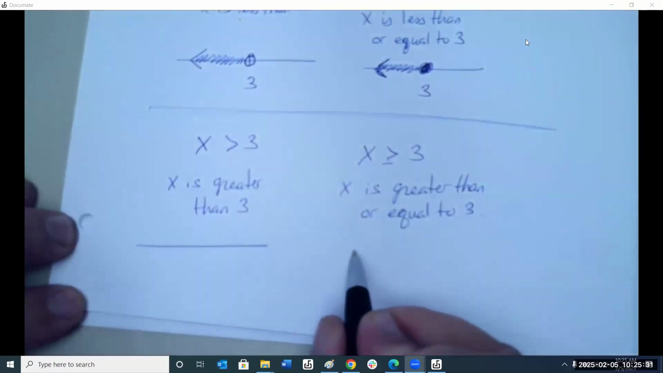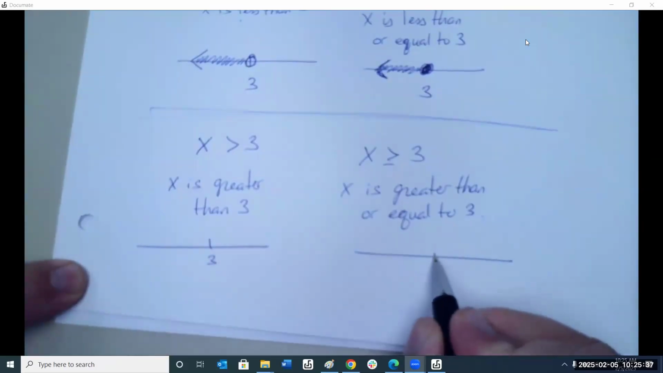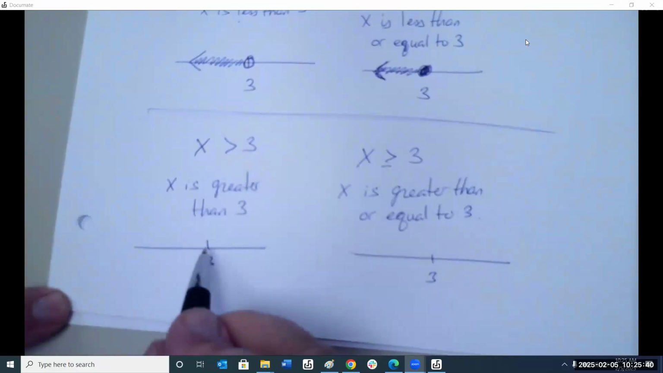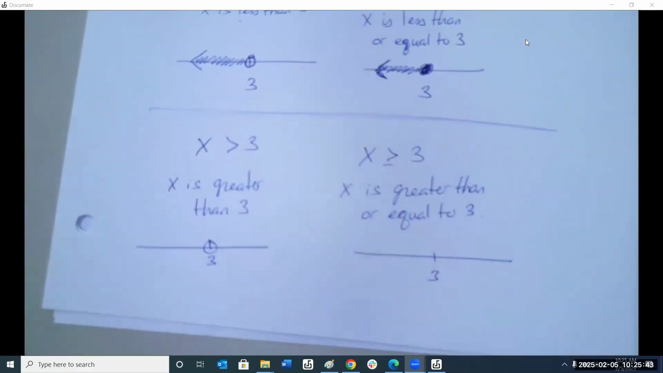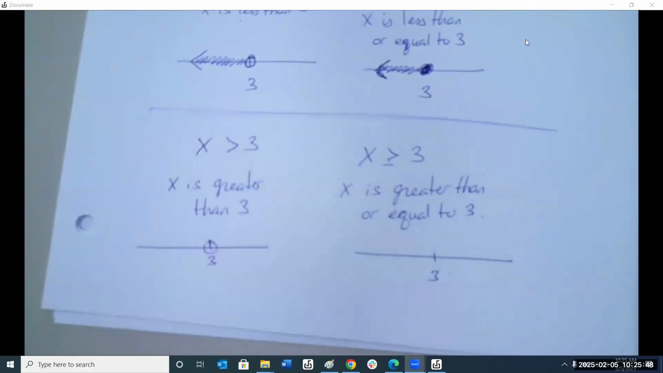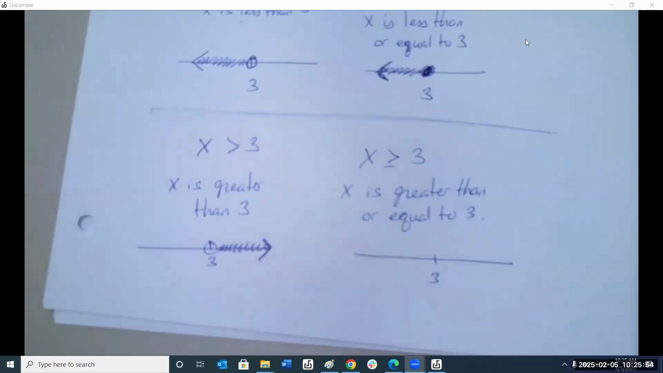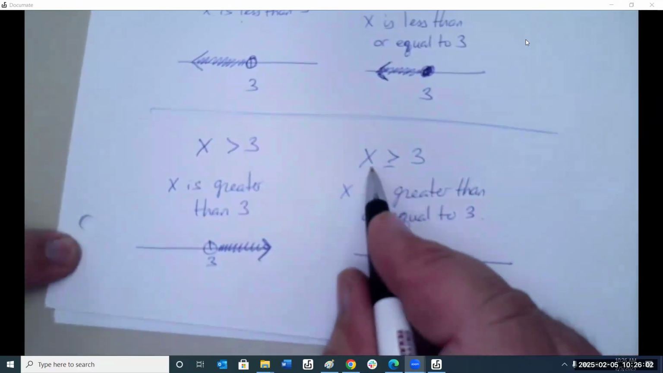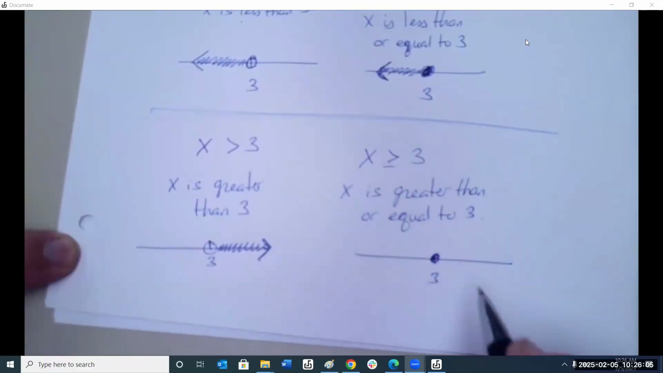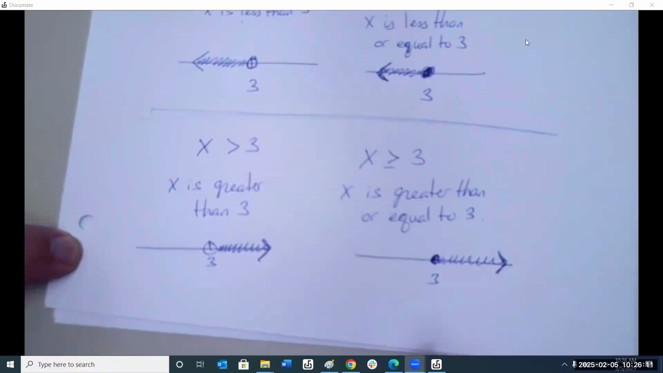So the graphs of these, here's my number 3. Here's my number 3. Since I can't use 3, this one has to be an open circle. Why can I not use 3? Because it doesn't tell me it's equal. There's no equal sign in there. X is greater, so x has to be that direction. X is greater than or equal to 3, so it's a solid dot there. Greater means goes to the right. So it goes that way.